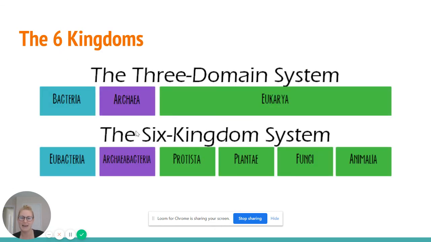I'll add on to that that we now use what's called the six kingdom system. Throughout this unit, we're going to be going through all of these in detail. Some of which you might know very little about as of now. Things like the animals and the plants, we tend to know more about. But we have bacteria, archaebacteria, protists, plants, fungi, and animals, which we're going to be going over shortly.